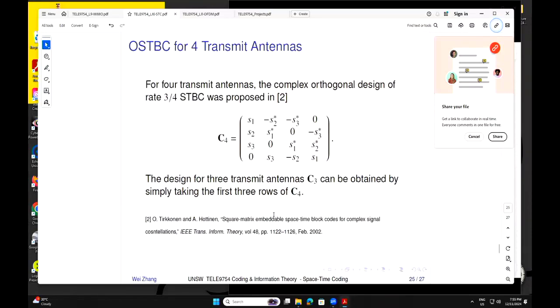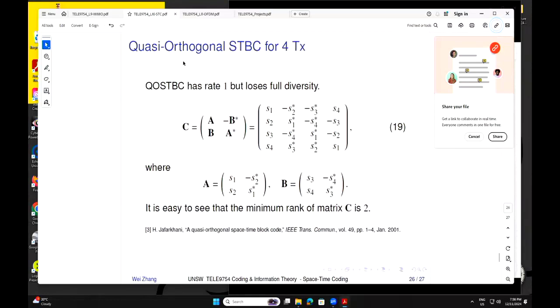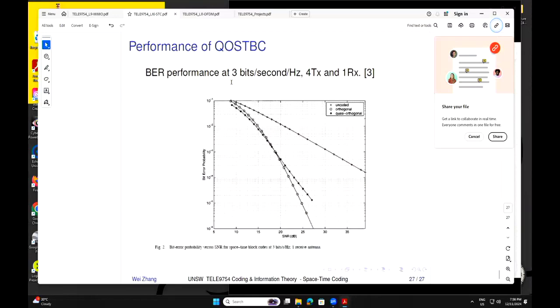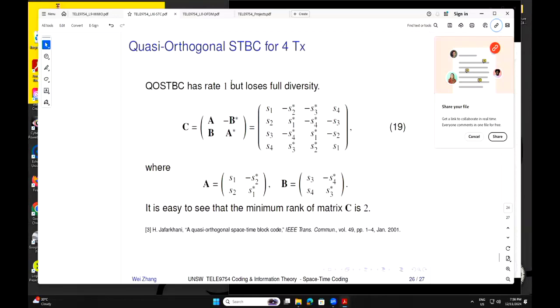Okay, we have also other cases. If you want to talk about 4 transmit antennas, more than 20 years ago there were researchers working on these topics. How about 4 antennas? They designed this code, very similar to the arithmetic code, not exactly the same. They also proved that they can achieve the diversity for 4 antennas. Also quasi-orthogonal, you can skip that. Quasi means not real, that means very close, approximate.